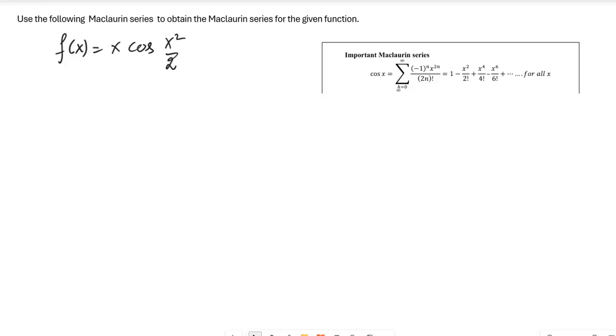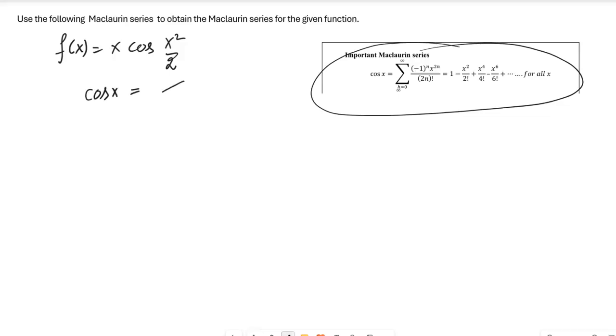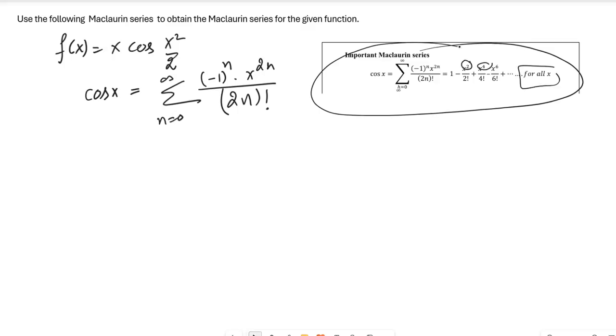Here we have some very important Maclaurin series which we consider as formulas. So we know that cosine x is equal to sigma n from 0 to infinity, negative 1 power n times x to the power 2n by 2n factorial. Notice cosine has alternating negative and positive signs, but x's powers are even here. This is true for all x. That means the radius of convergence for this series is equal to infinity.